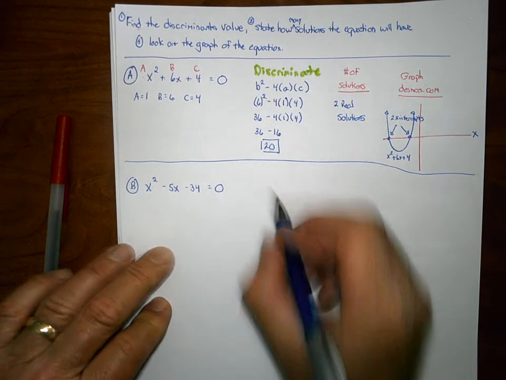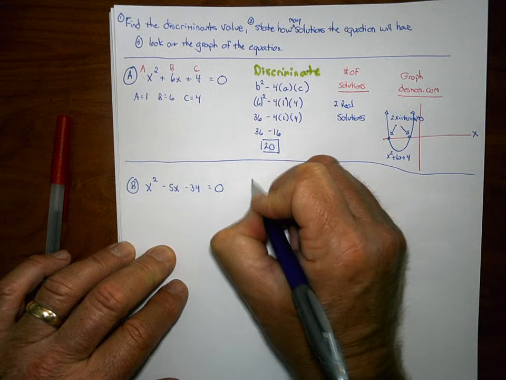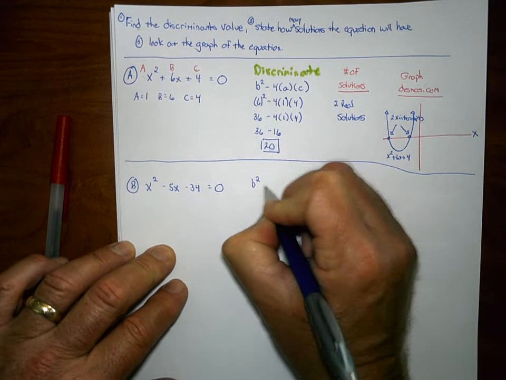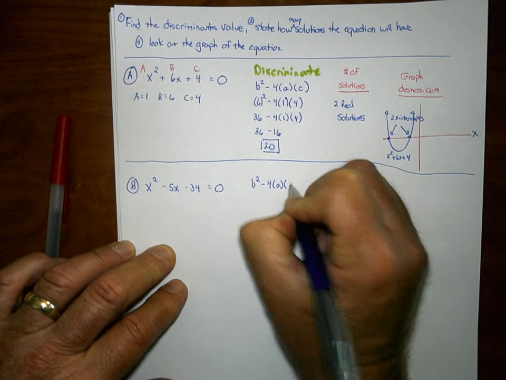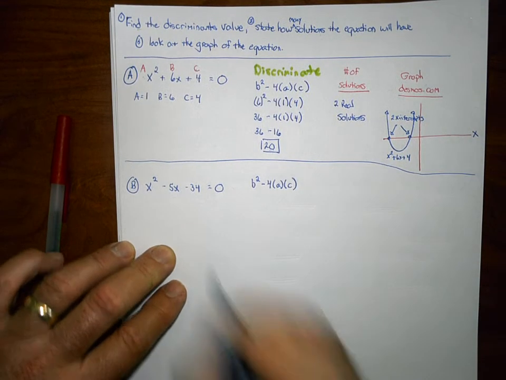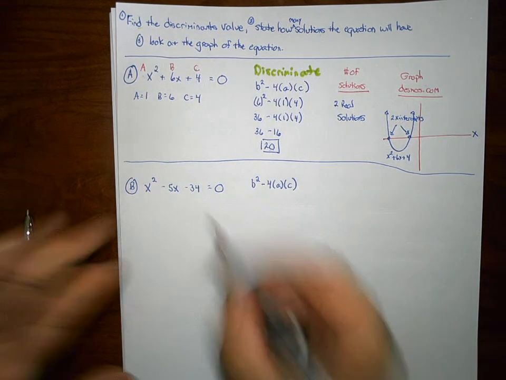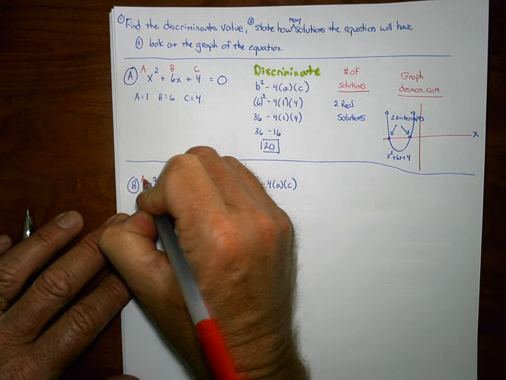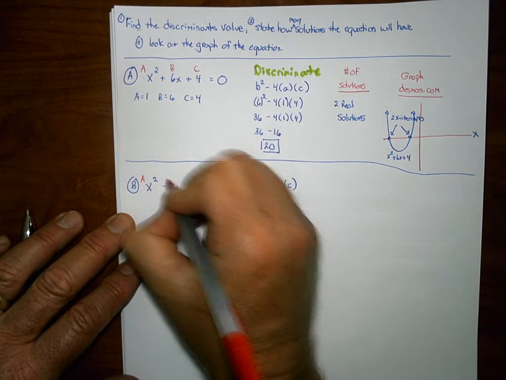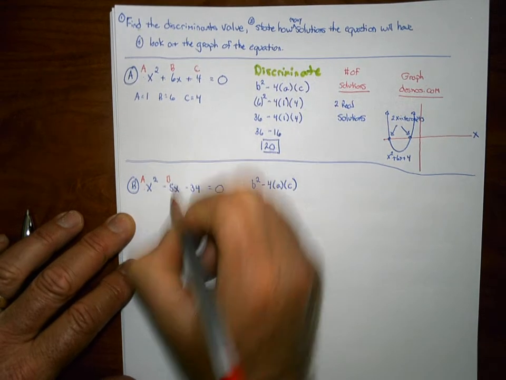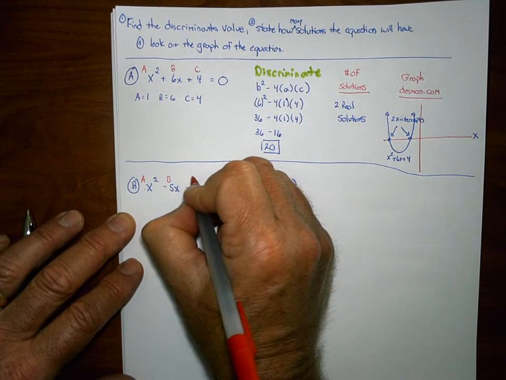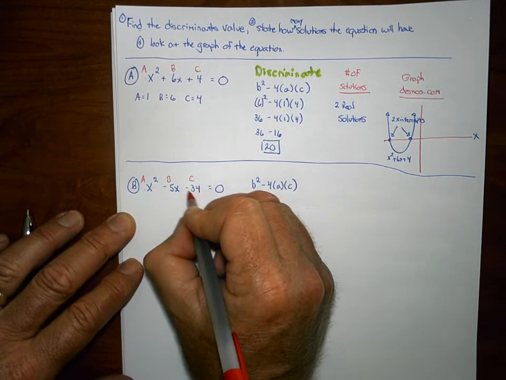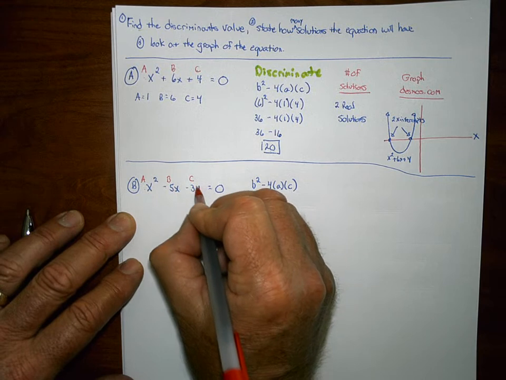So once again, the discriminant is the part of the quadratic formula, b squared minus 4 times a times c. Okay, so what's the a value? Well, remember the a value is going to be the number in front of the x squared. The b value is going to be the number in front of the x, the coefficient in front of the x. And then the c value is going to be what we call the constant, which is the value that has no variable next to it.